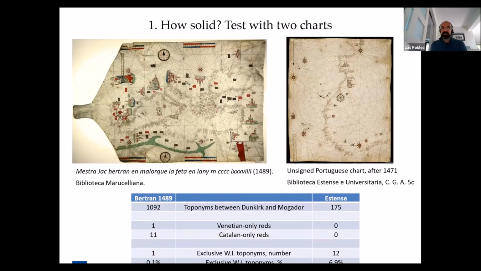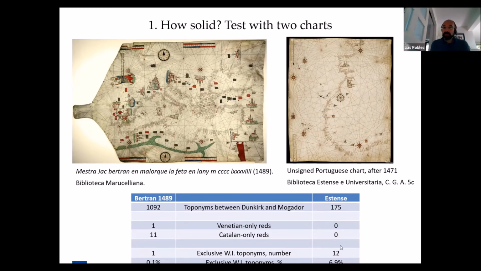So to answer the first question about how solid this is, I did the exercise of analyzing two charts. One is a 1489 chart made in Mallorca, which is not in Tony Campbell's database. So it was to check, does it already contain some of these West Iberian toponyms? Was there any mixing of toponyms from one side of the Iberian Peninsula to the other?